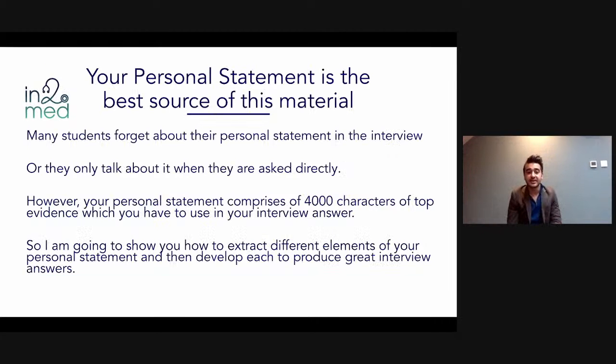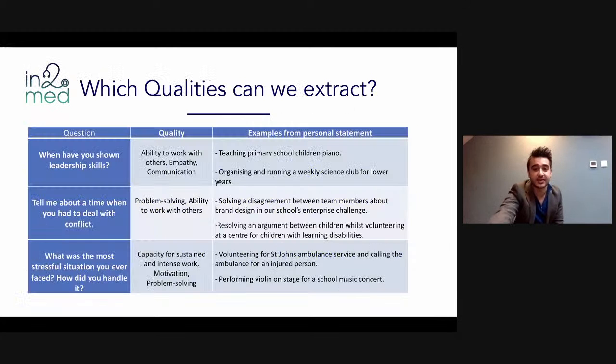So as I've said, your personal statement is the best source for demonstrating this material. So either people forget to talk about it completely, or they only mention their personal statement if they're asked about it directly. For example, you mentioned this piece of work experience, tell me more. That's actually wrong. You should try and bring up your personal statement as many times as possible, because I'm sure it's really good. So as I've said, there's top evidence in there which you can use in your interview answers. So what I'm going to show you is how to extract the different elements of your personal statement and then develop these to produce great interview answers.